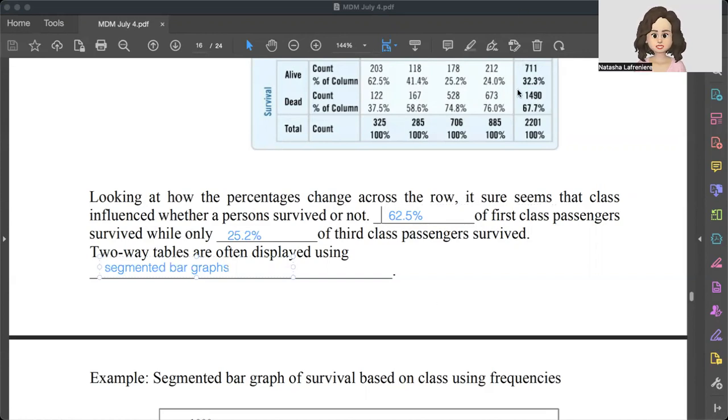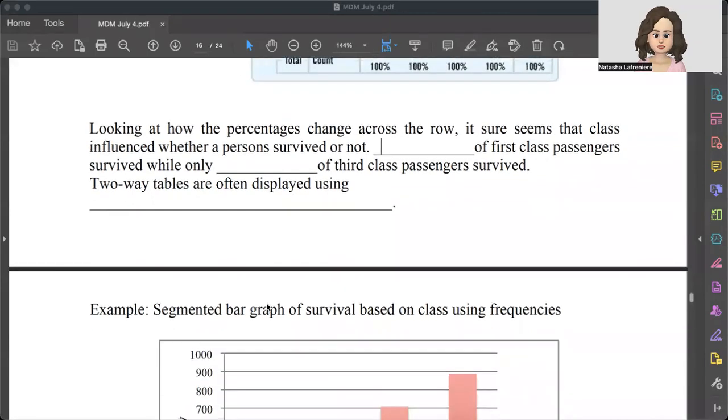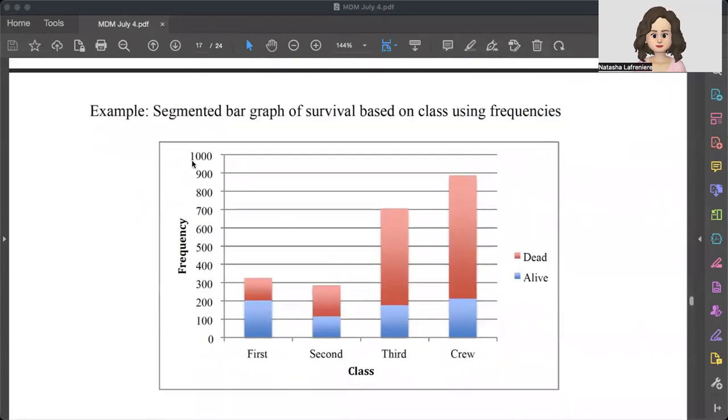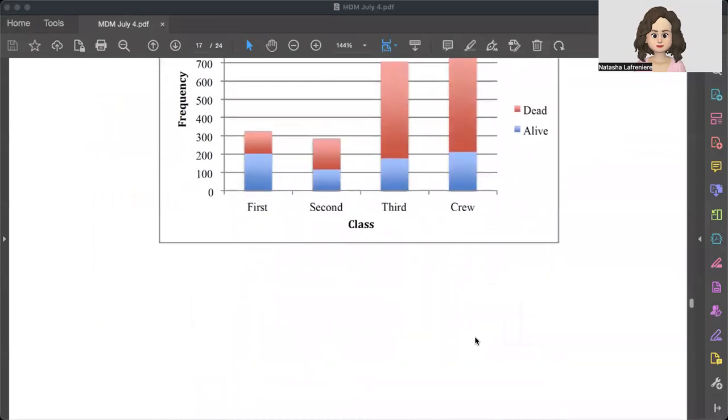Okay, so I'm going to clear this. We're just going to do our segmented bar graphs. This is the bar graph of survival using frequencies. As you can see here, we have the number of people that are alive from first, whereas that died, and then second, third, crew.